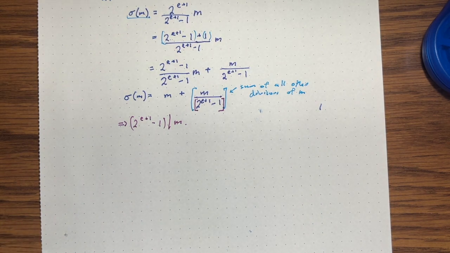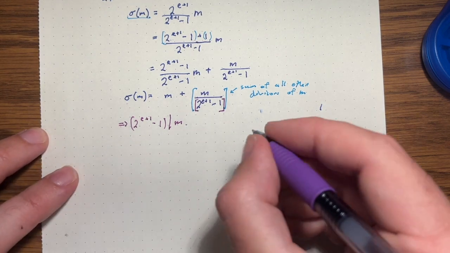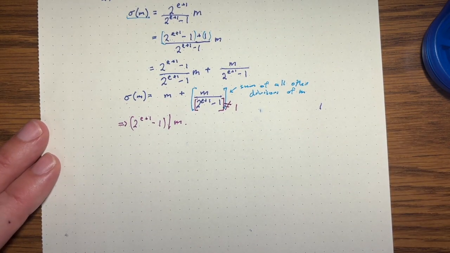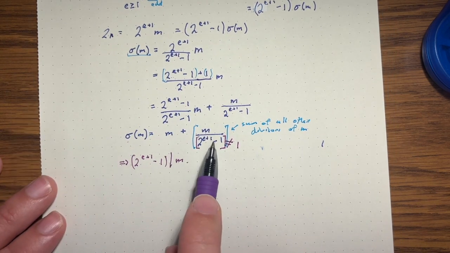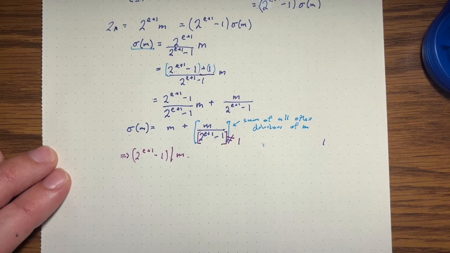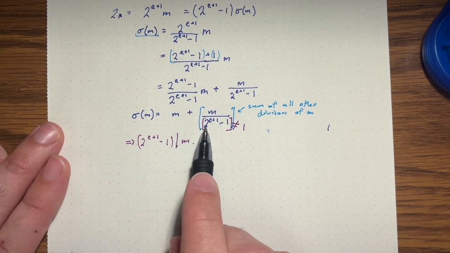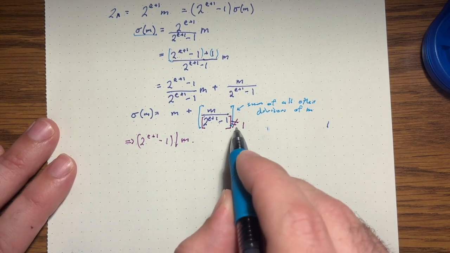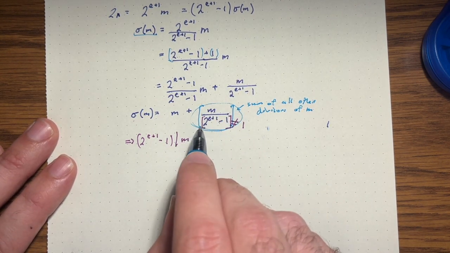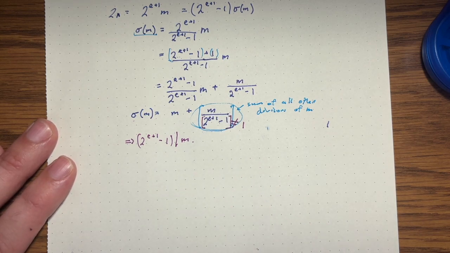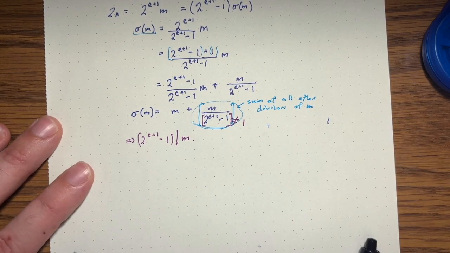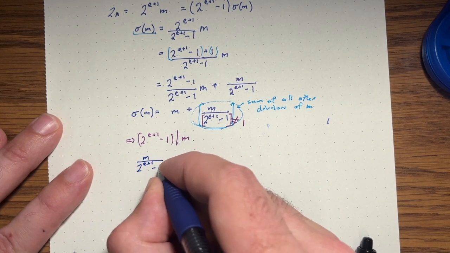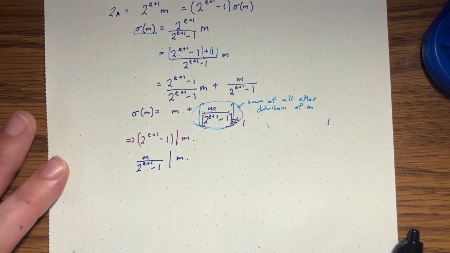Okay? And also, I should note that this denominator here, 2^(e+1) − 1, is not just 1. That's because e is at least 1, so this denominator is at least 3. Okay, so we have some divisor of m here. And now things start to get a little weird, because doesn't that also mean that this whole thing right here, m divided by some divisor of m, is going to be another divisor of m? This whole thing right here is a divisor of m. Our whole thing divides m as well. Okay?